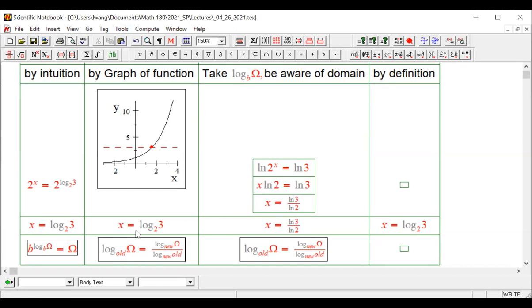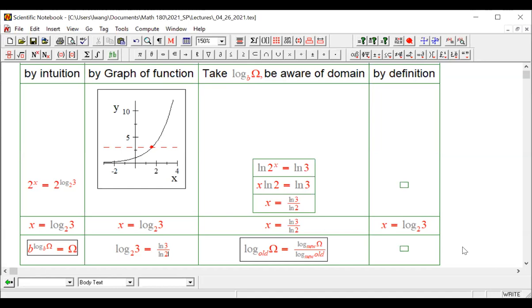If we apply the change of base, log base 2 of 3, the new base, we choose base e. Therefore, we have ln 3 over ln 2, where the argument was 3 and the old base was 2. So they are exactly the same, right? They're exactly the same. Do you follow me?